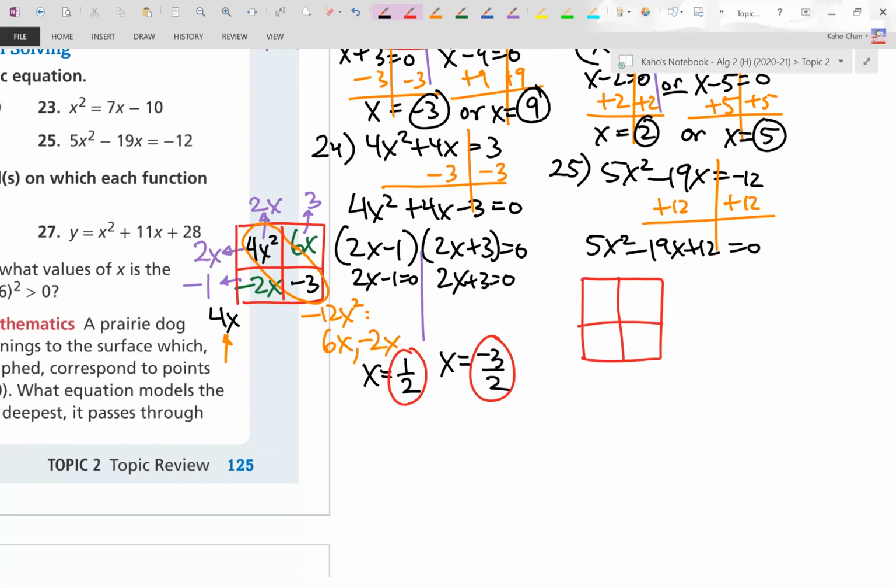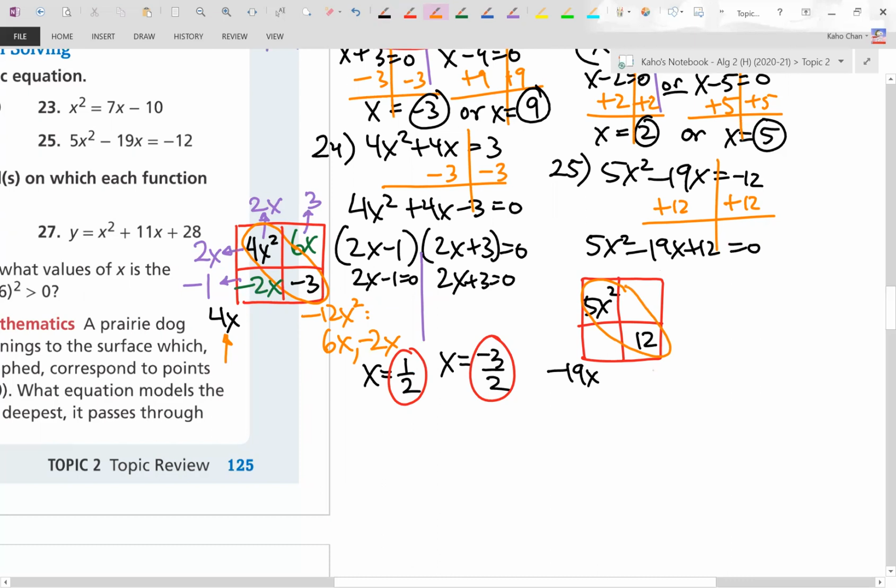First term, first box. Last term, last box. Middle term, bottom left-hand corner. Oh boy, should have tried this ahead of time. 5 times 12 is 60x squared. So I need two factors, have to be both negative in order for it to add together to be -19. And when multiplied together, it will be +60.